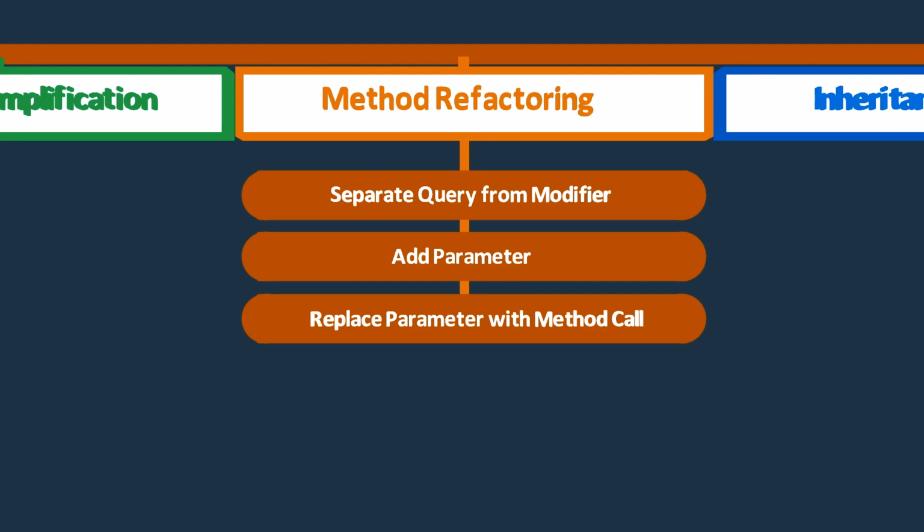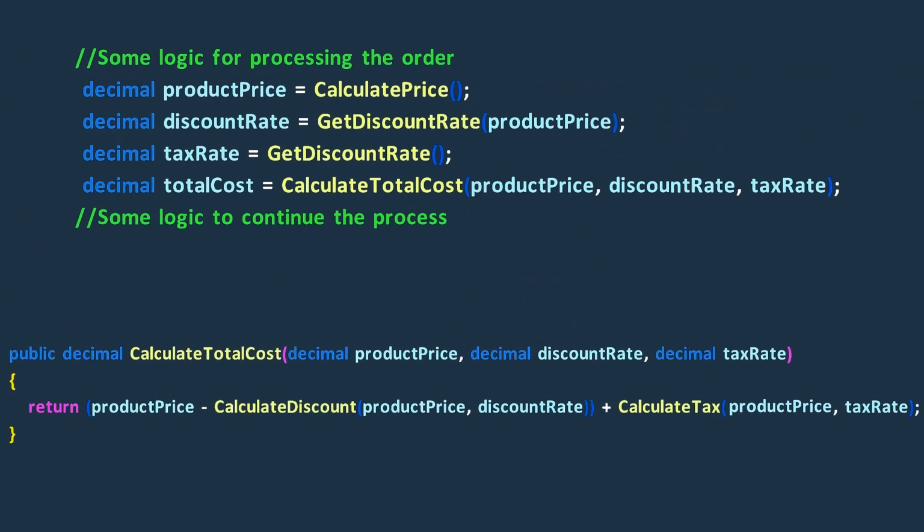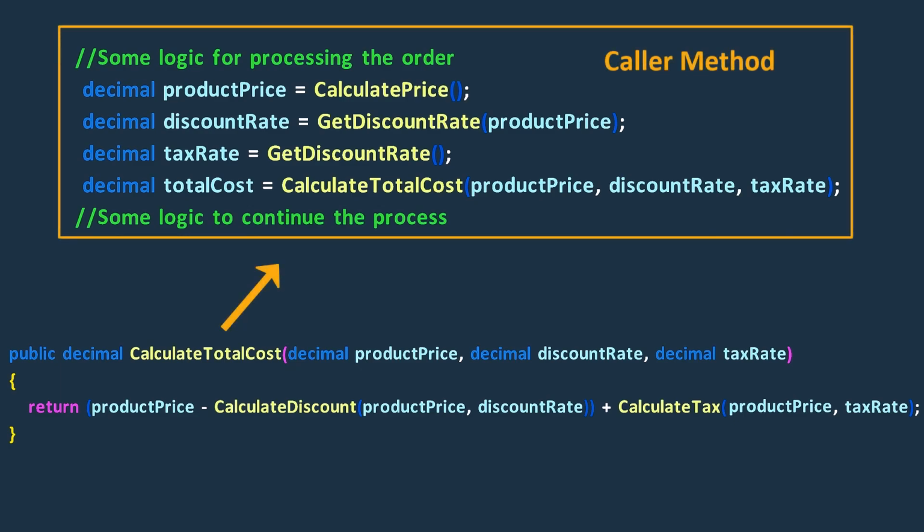To show you how the replace parameter with method call technique works, let's look at an example. Suppose we have a method called calculate total cost that calculates the total price of an order item. It relies on parameters such as the product price, discount rate, and tax rate. In the current implementation, the method requires the caller to explicitly provide the product price, discount rate, and tax rate as parameters.